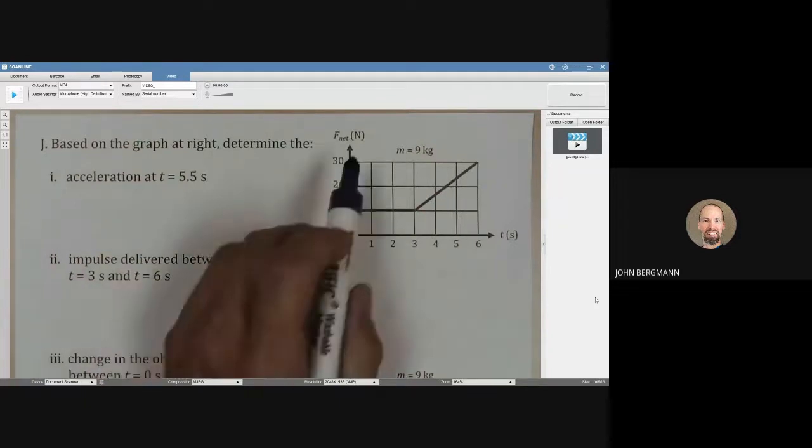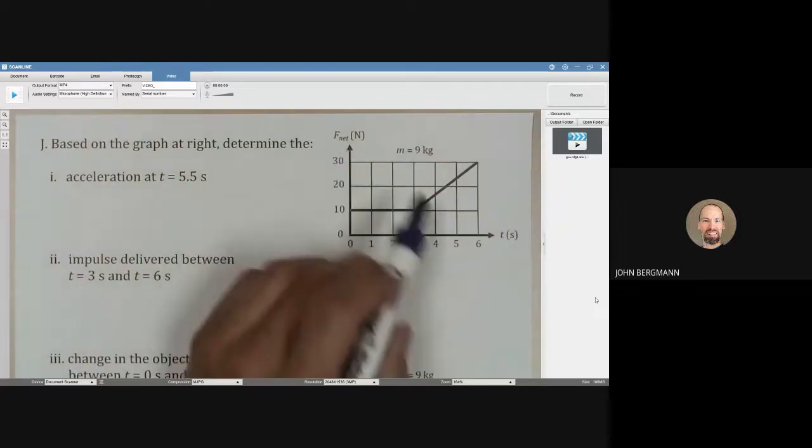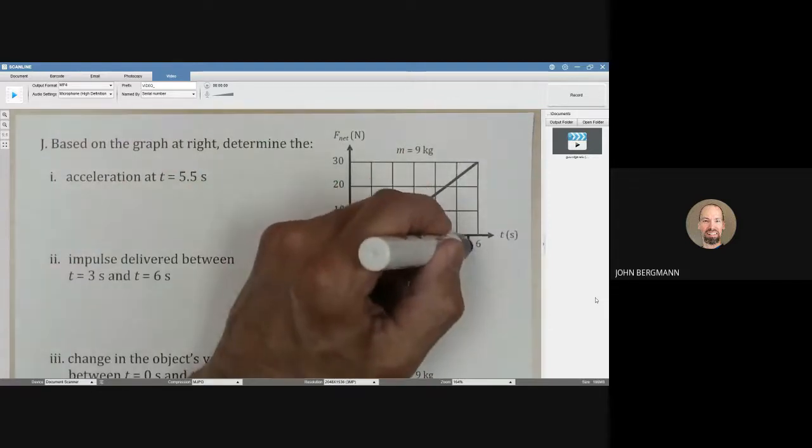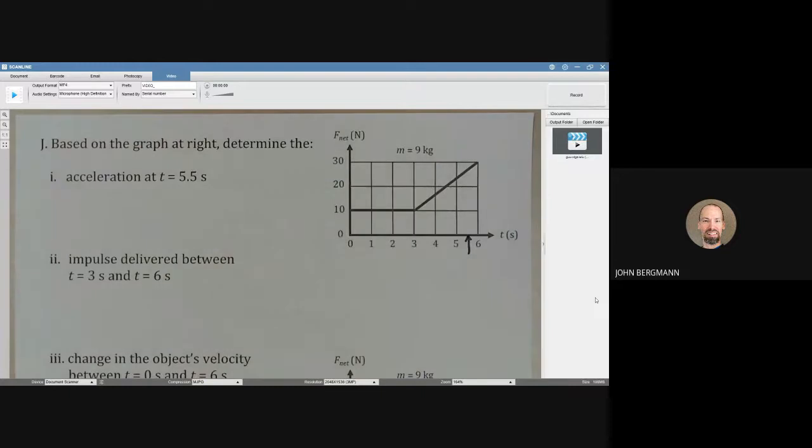This time, we're graphing net force with time. In the last one, we had net force and displacement. So we've got a slight nuance that's different from what we just had. What's the acceleration at a time of 5.5 seconds? All right, so that would be right there. That's the time we're interested in. And how are we going to find that?